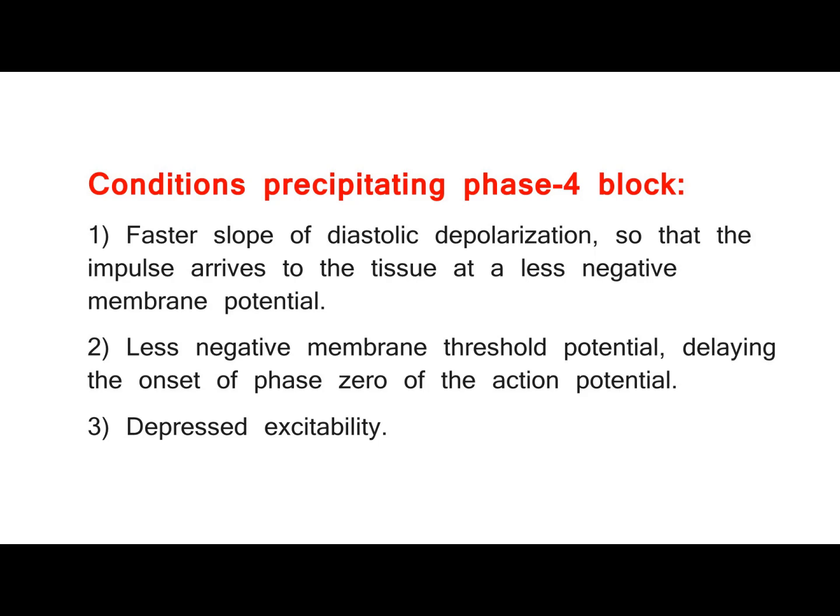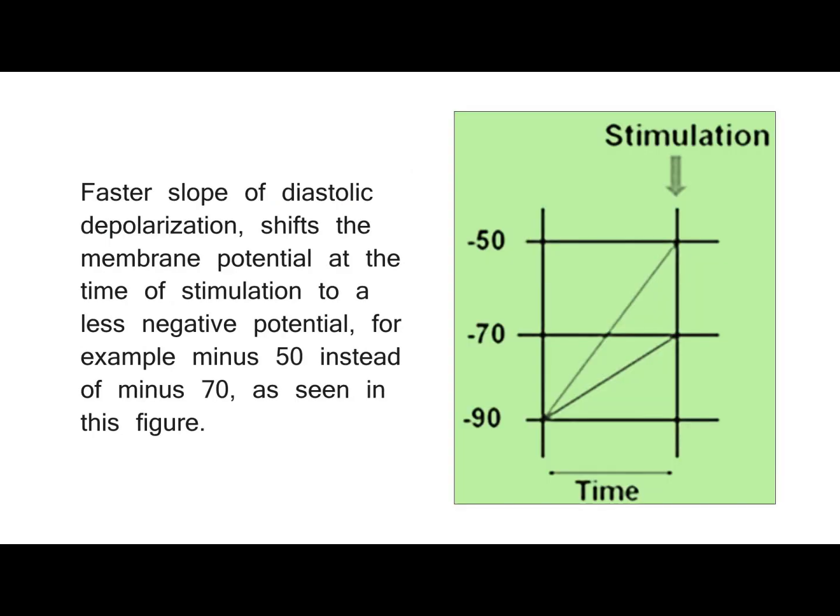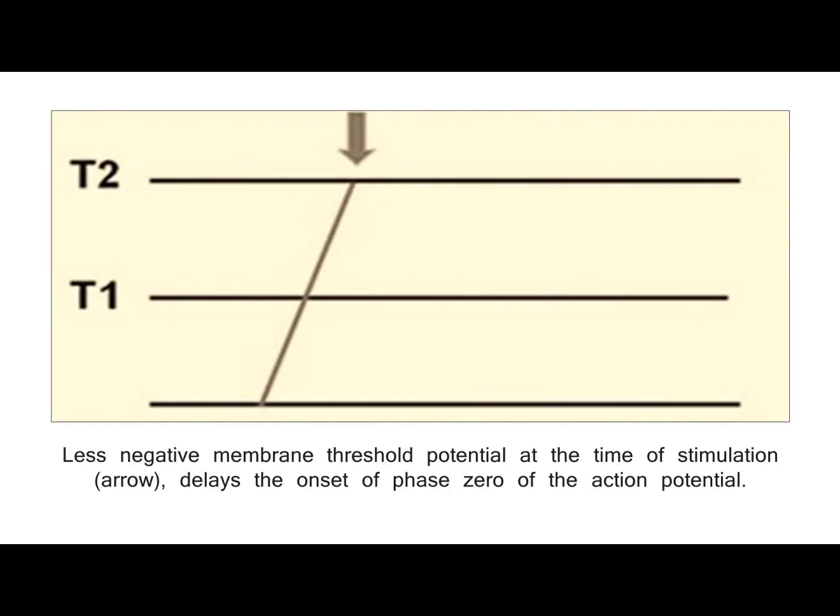Conditions precipitating phase 4 block. 1. Faster slope of diastolic depolarization, so that the impulse arrives to the tissue at a less negative membrane potential. 2. Less negative membrane threshold potential, delaying the onset of phase 0 of the action potential. 3. Depressed excitability. Faster slope of diastolic depolarization shifts the membrane potential at the time of stimulation to a less negative potential, for example -50 instead of -70, as seen in this figure. Less negative membrane threshold potential at the time of stimulation, arrow, delays the onset of phase 0 of the action potential.